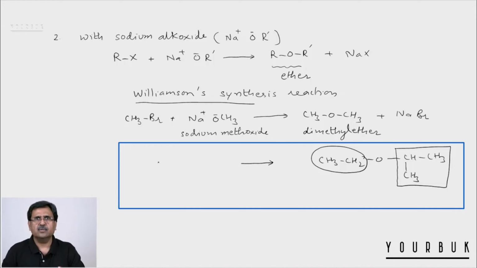So we take the less crowded ethyl group in the form of alkyl halide, like this one, CH3CH2Br, and the other alkyl group, that is isopropyl, in the form of a sodium alkoxide. So you always take the less crowded alkyl group in the form of alkyl halide. This is Williamson's synthesis. Now the third reaction is with sodium or potassium cyanide.